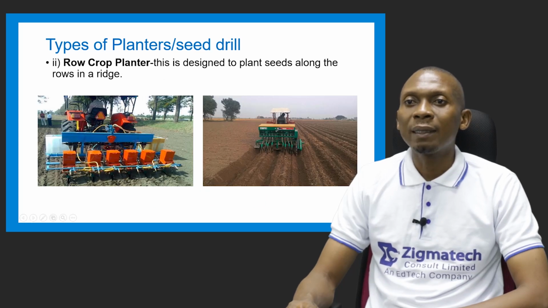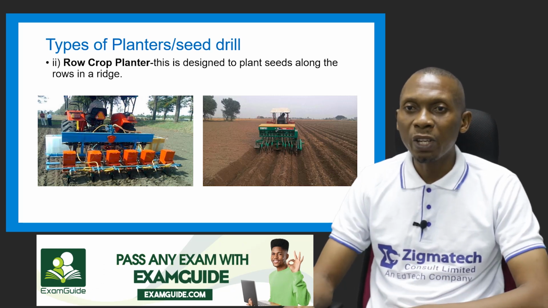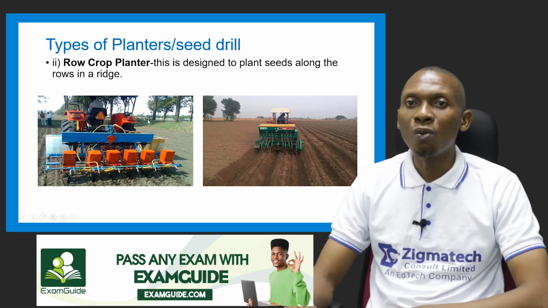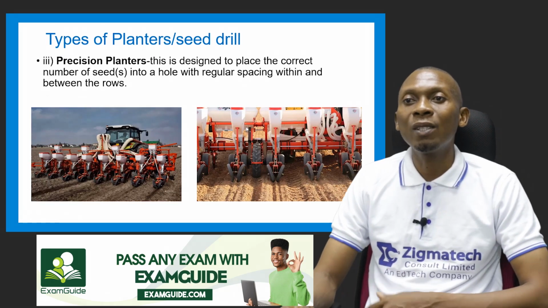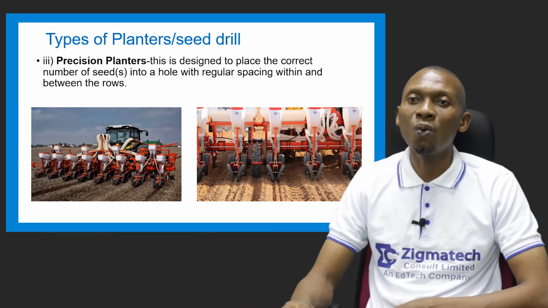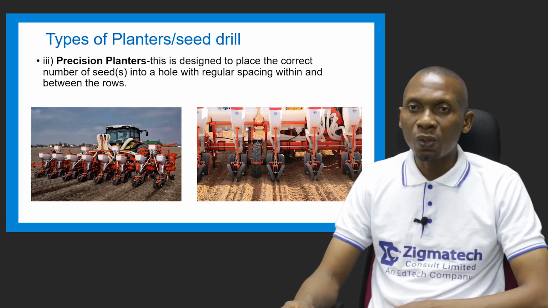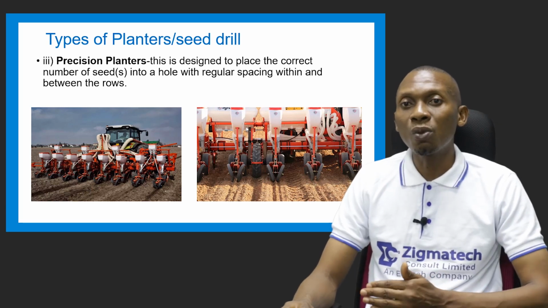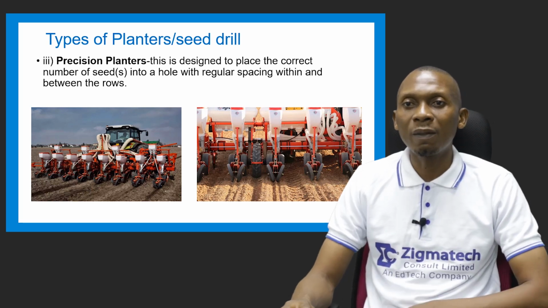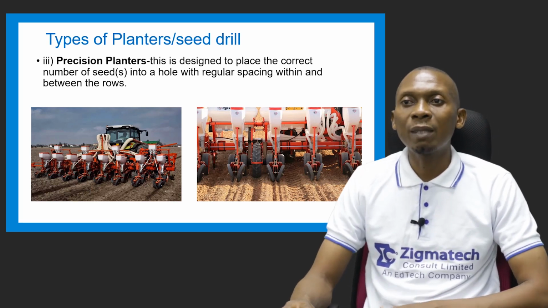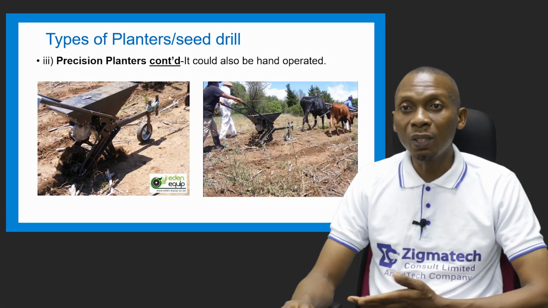We have the row crop planter. This is designed to plant seeds along the rows in ridges. So this picture helps us to see how a row crop planter looks. Then we also have the precision planters. These are designed to place the correct number of seeds into a hole with regular spacing within and between the rows. So within means on the rows. Between the rows means between two rows. So the precision planter is designed to place the correct number of seeds into a hole with regular spacing within and between the holes.